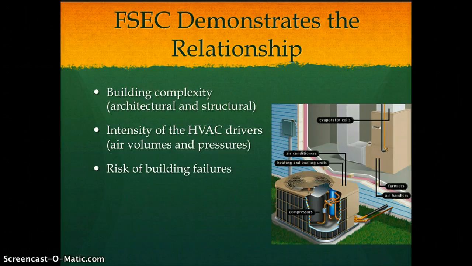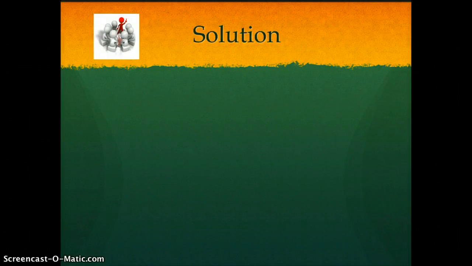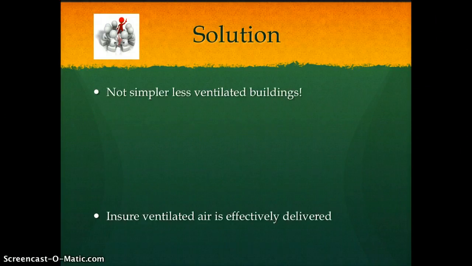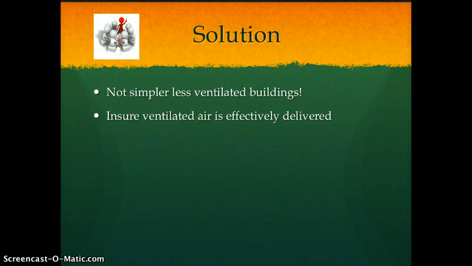The solution is not to build simpler, less ventilated buildings, but to ensure that the ventilation air is effectively delivered to the space. This means that ventilation must be distributed so that it not only reaches the desired breathing zone, but does so in a manner that does not adversely affect the building.